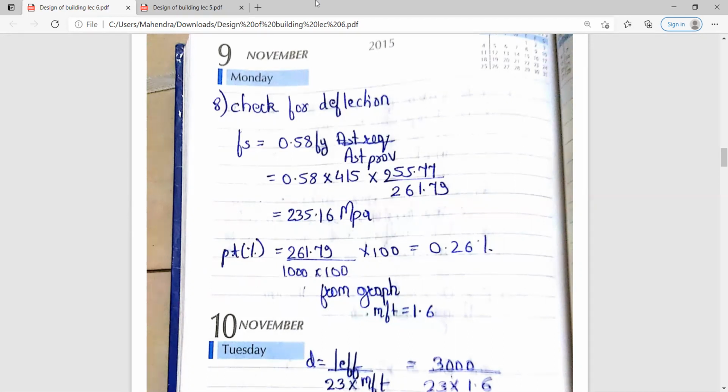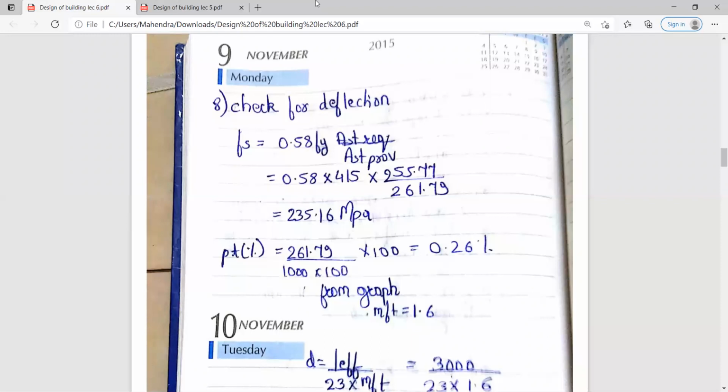But before calculating MFT, you need to calculate the percentage minimum. So to calculate the minimum percentage, again you have the formula: Ast provided upon B into D into 100. Here Ast provided you have got 261.79. So just substitute the value of Ast provided upon B, that is 1000, into D, that is 100, into 100. So the minimum percentage you get is 0.26%.